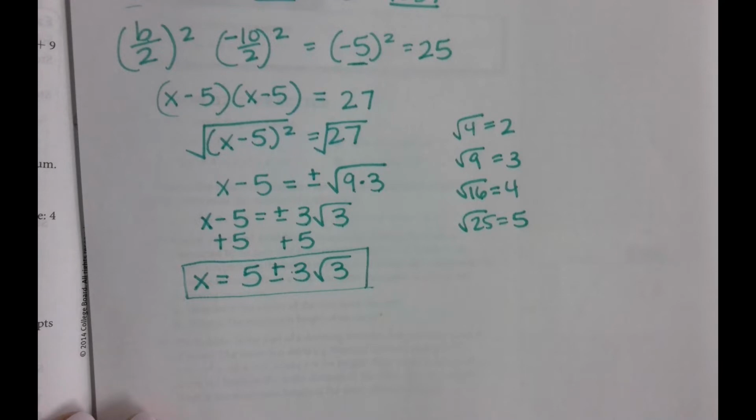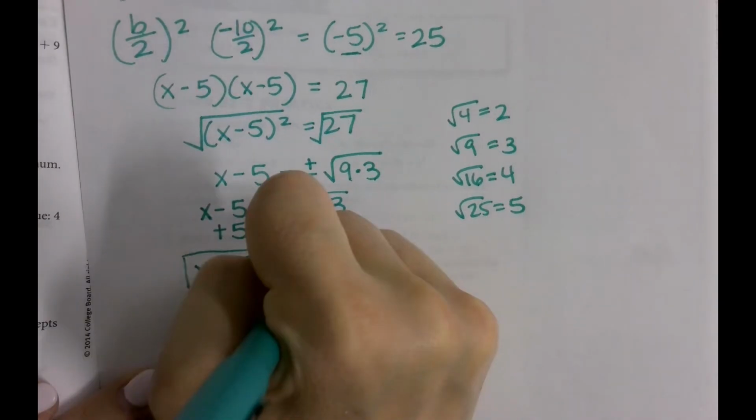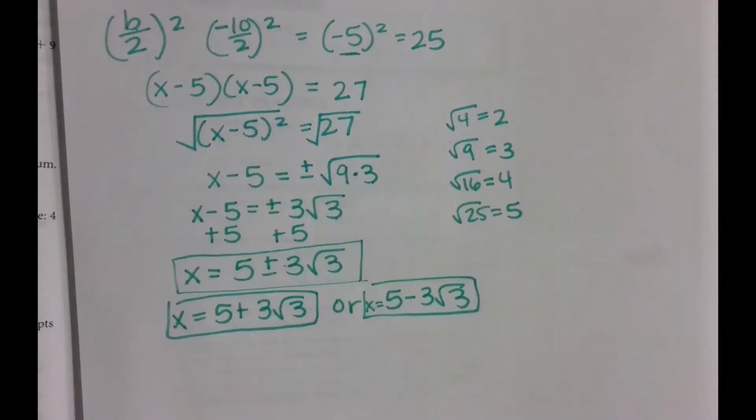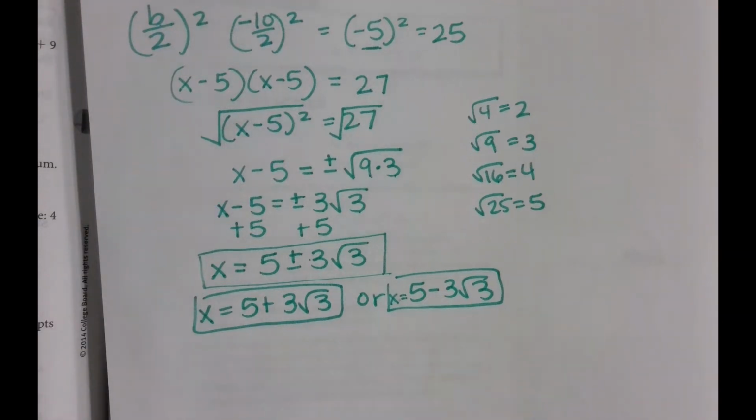So that means that this quadratic function has two solutions, 5 plus 3 times the square root of 3 or 5 minus 3 times the square root of 3. So these are the two x-intercepts. I would accept it this way, plus or minus, or you can rewrite them one with plus, one with minus. Same thing. All right.